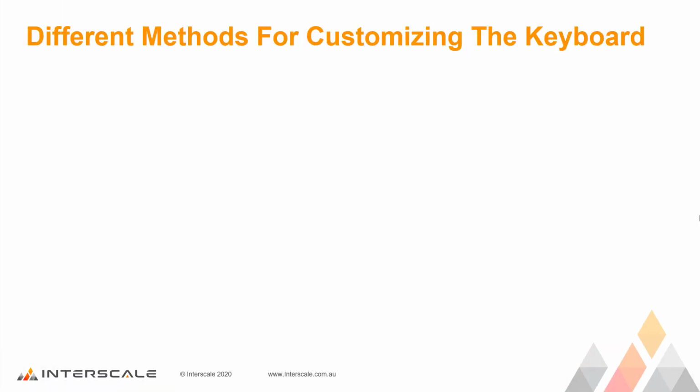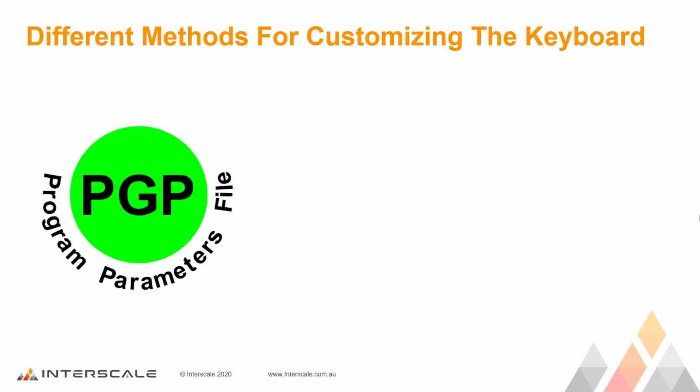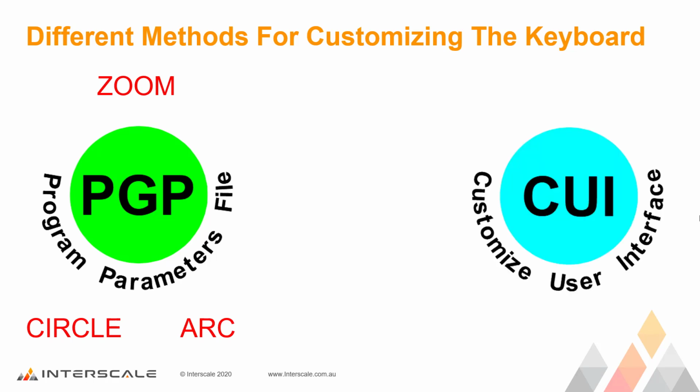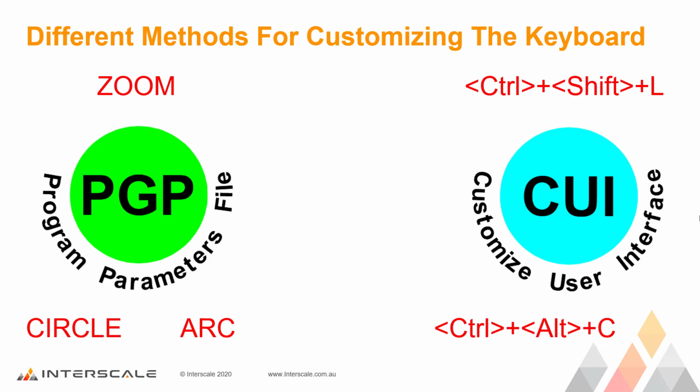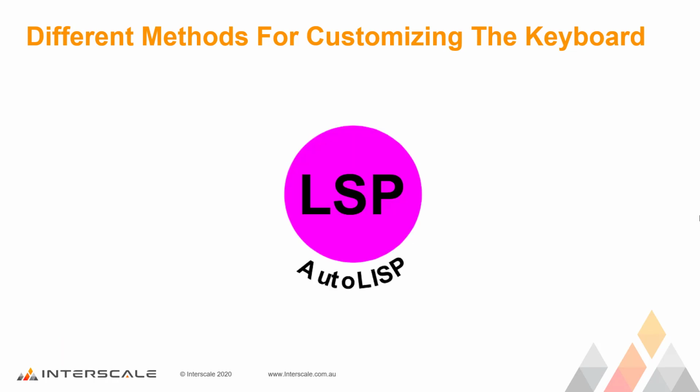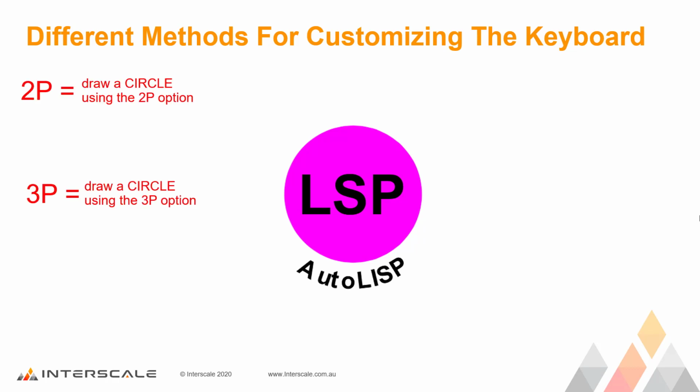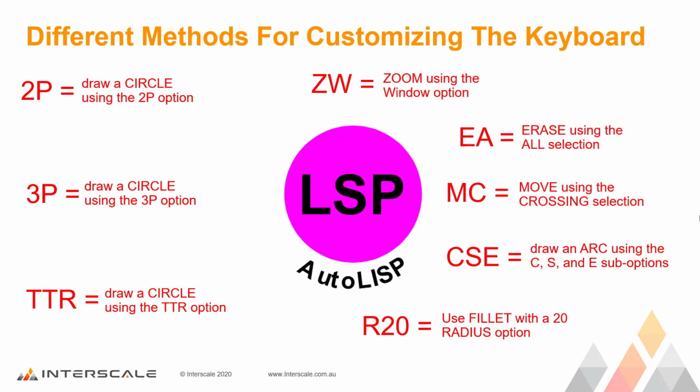Before we look at AutoLISP, you should be aware that the only real complaint that people have about the AutoCAD PGP file is that they're limited to the top level of the command only. Whilst the only real complaint that people have about using the CUIX file is that you have to use unusual key combinations that are not necessarily intuitive. Whereas using AutoLISP means we can make a shortcut that will not only call up the circle command, for example, but also the 2P, 3P or TTR option as well. The list of possibilities goes on and on.